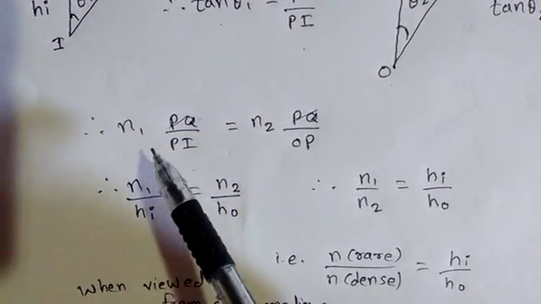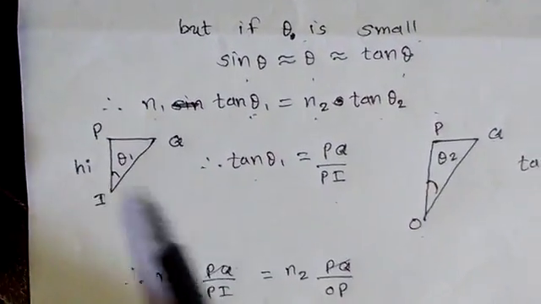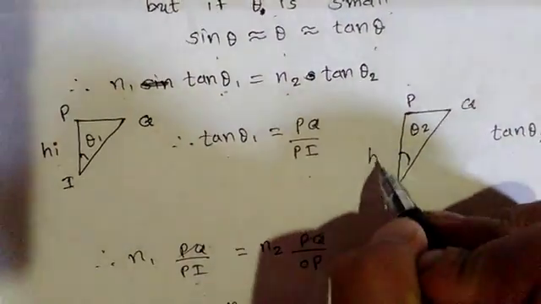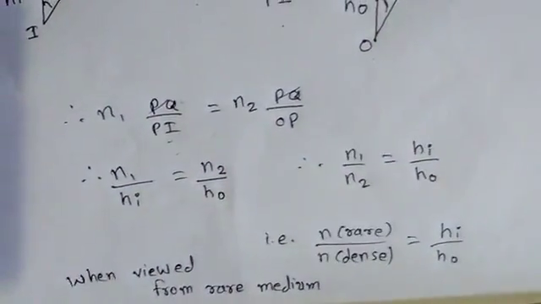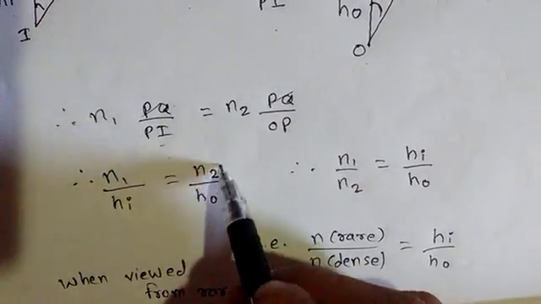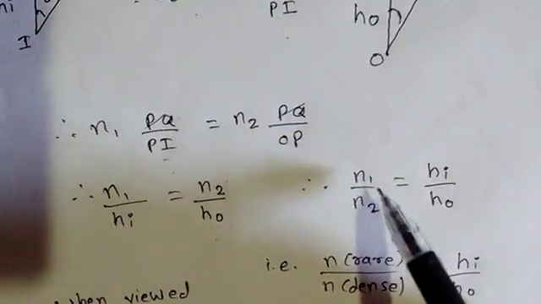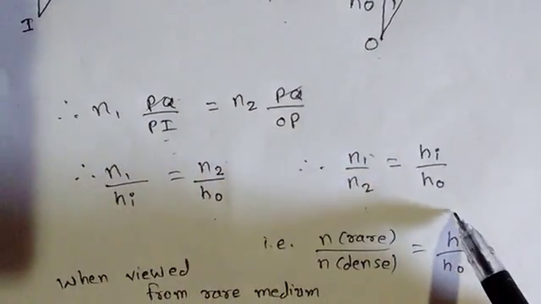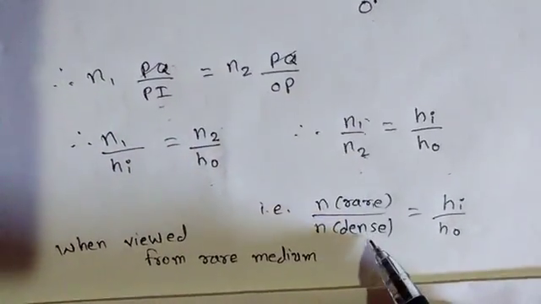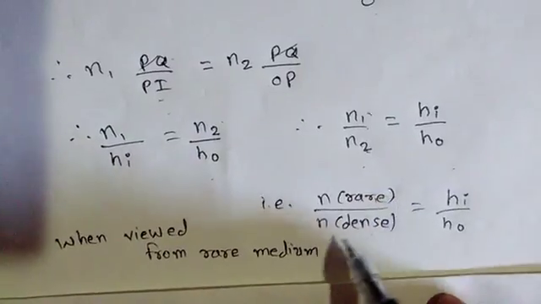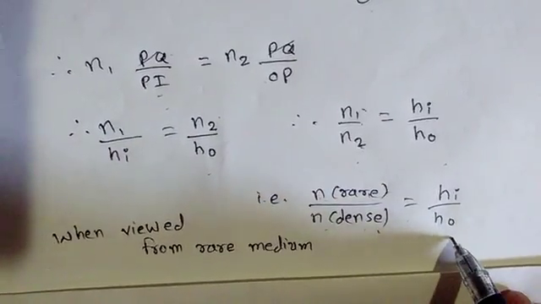Now what is PI? PI is HI and PO is HO. So N1 upon HI equals N2 upon HO, and that is why we can say that N1 by N2 equals HI by HO. N1 is for the rarer medium and N2 is for the denser medium. So we can say that N rare upon N dense is equal to HI by HO.